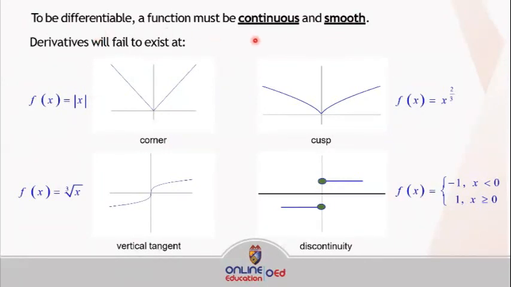So ito lang yung mga other examples to be differentiable. A function must be continuous and smooth daw. So for the first example, we have here yung f of x is equal to the absolute value of x. So ito yung example ng graph niya. And we also have here yung sa f of x where x is raised to 2 over 3. Ito naman yung magiging graph niya. And we have here naman yung isang f of x natin, cube root of x, vertical tangent naman yung magiging graph niya. And ito is, we have naman for the f of x where yung negative 1 natin, if x is less than 0, and we have the 1 for the x is greater than or equal to 0, we have the continuity. Yan lang yung mga example ng graph.